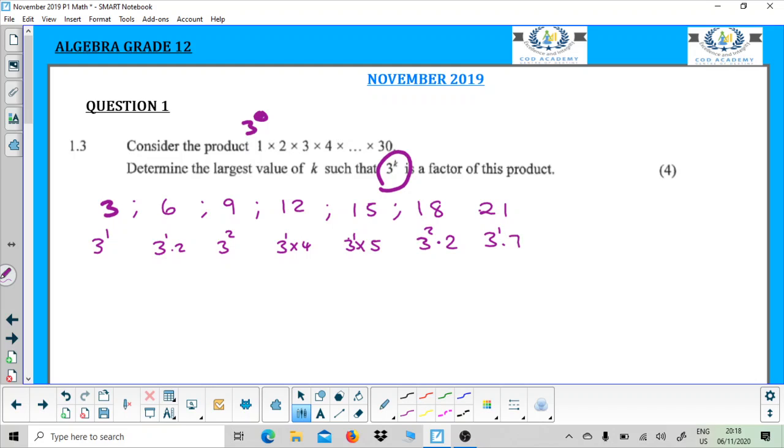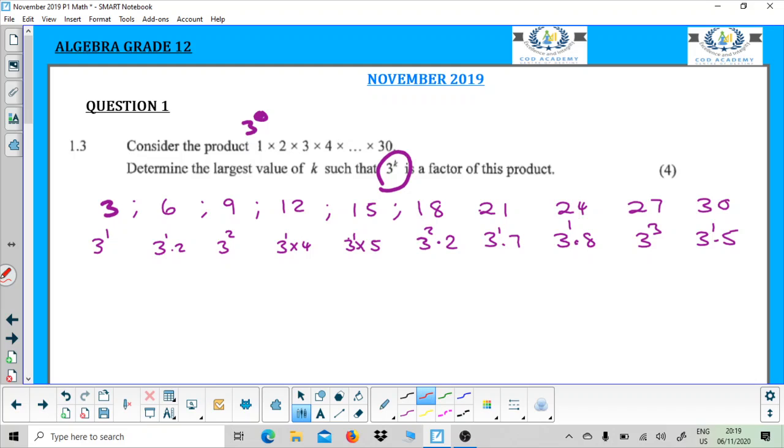I hope you're following what I'm doing here. I'm making all powers of 3 so that I can see 3 to the power what will work for me in this situation. I'm on 21, so let's keep moving. If I go to 24, 3 goes there how many times? 8 times. So I'm going to write it as 3 to the power 1 times 8. After 24, we have 27. 27 is actually 3 to the power of 3 altogether. And lastly, it's 30 itself, which is 3 times 5, so 3 to the power 1.